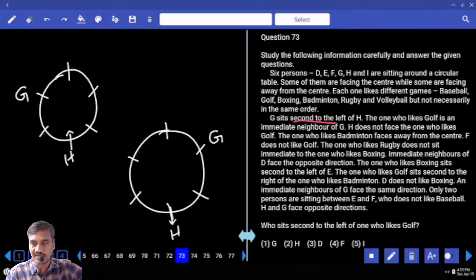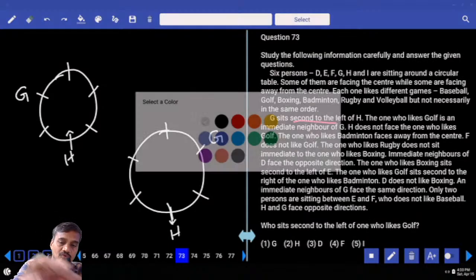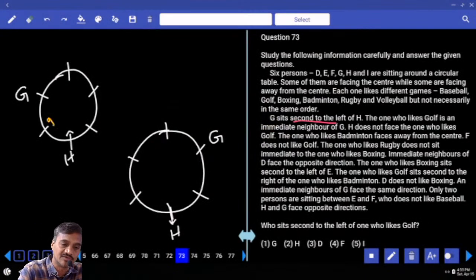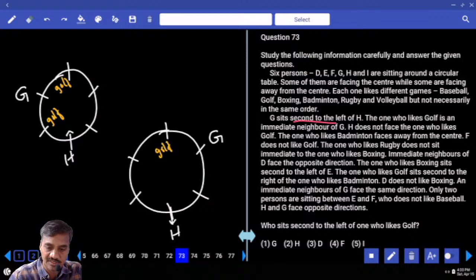The one who likes golf is an immediate neighbor of G. Golf is an immediate neighbor of G, hence the one who is playing golf is either here or here. Golf can be at any one of these two places.